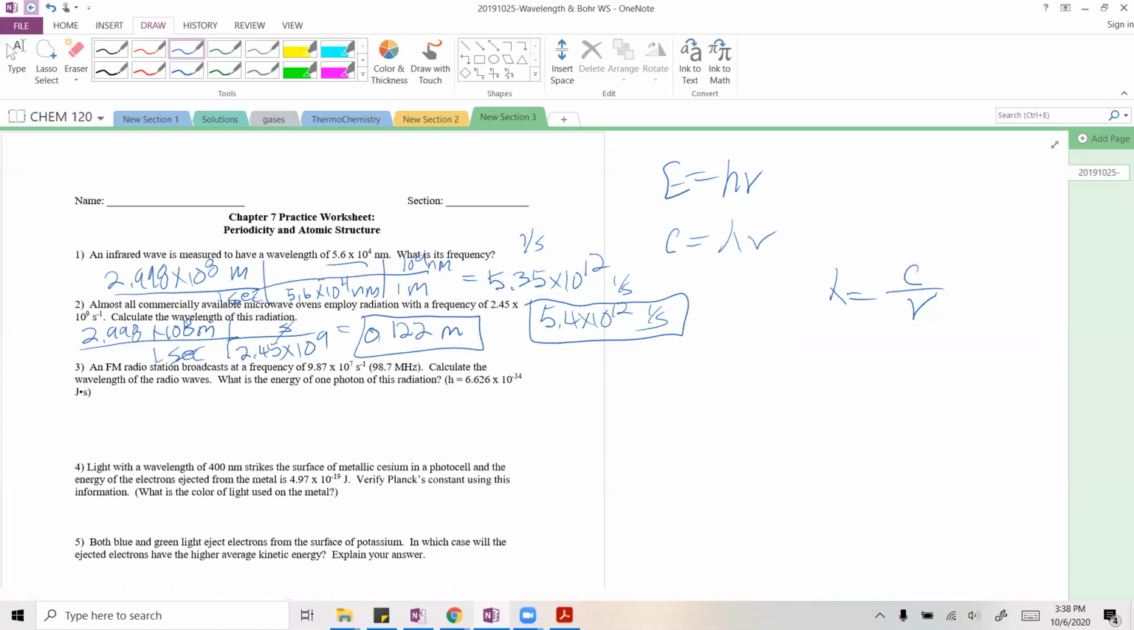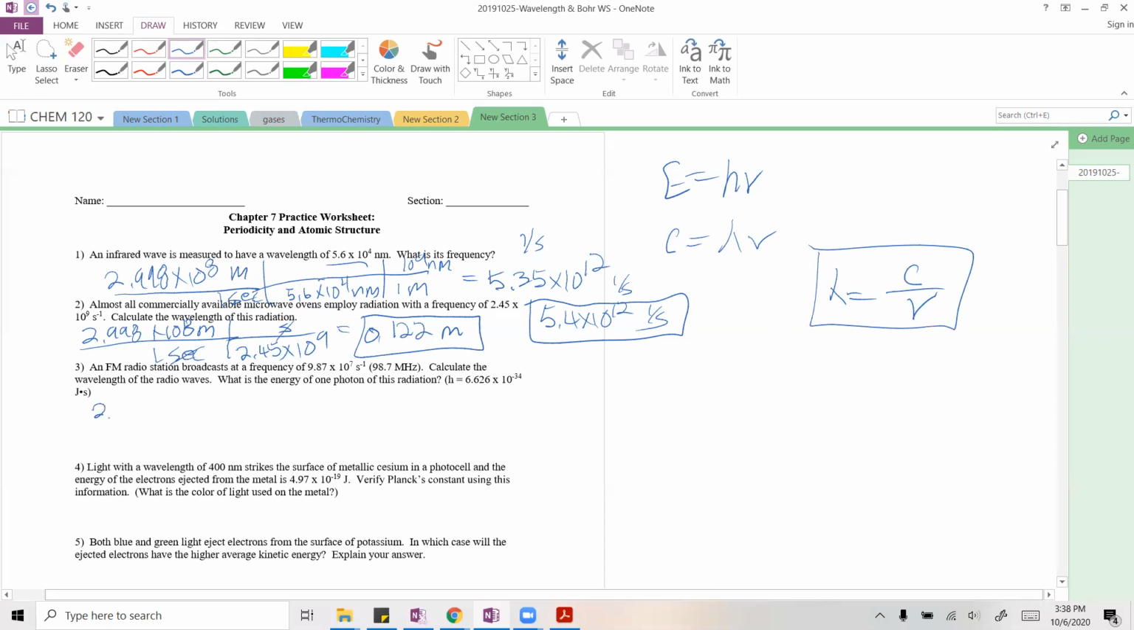Let's look at this next one. An FM radio station broadcasts at a frequency of 9.87 times 10 to the 7 per second, or 98.7 megahertz. And we want to calculate the wavelength of that radio wave. From there, it then asks us what is the energy of 1 photon of this radiation, and then it gives us Planck's constant afterwards. This is also on your equation sheet. So if you don't have it listed for that problem, you want to use your equation sheet. So calculate the wavelength.